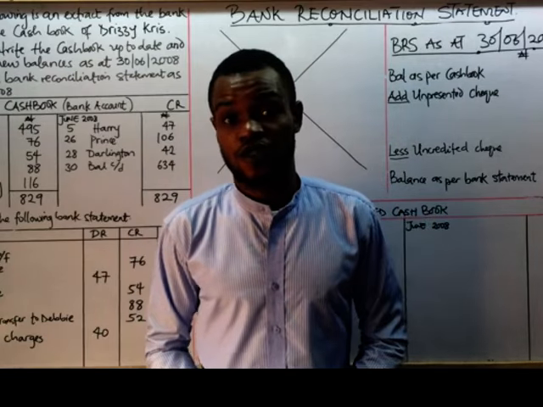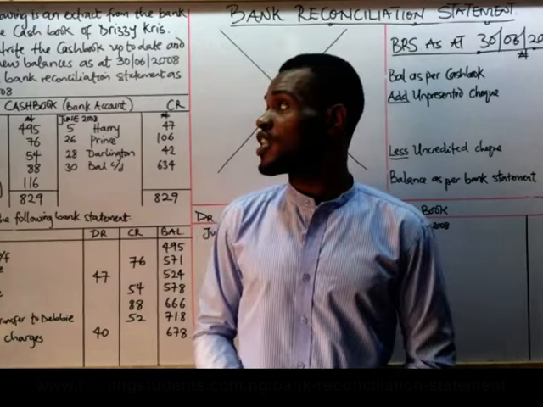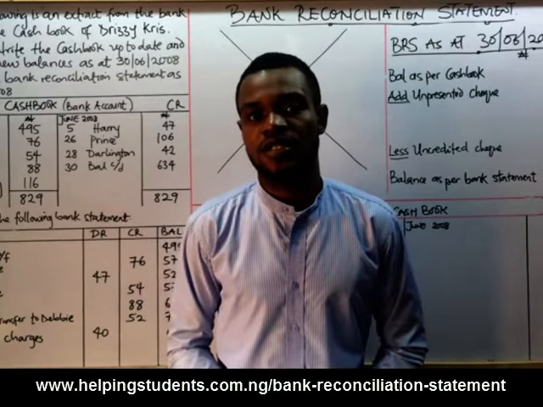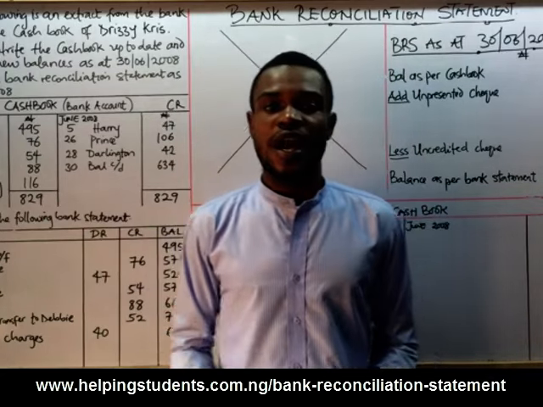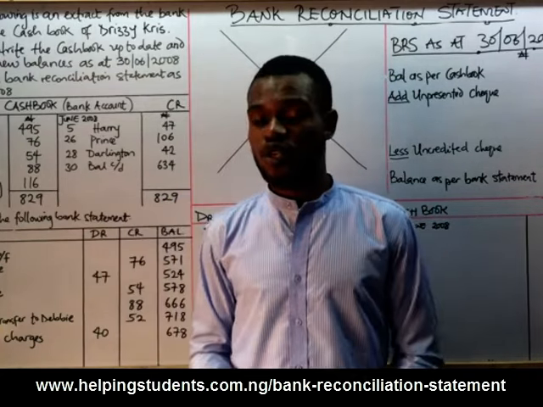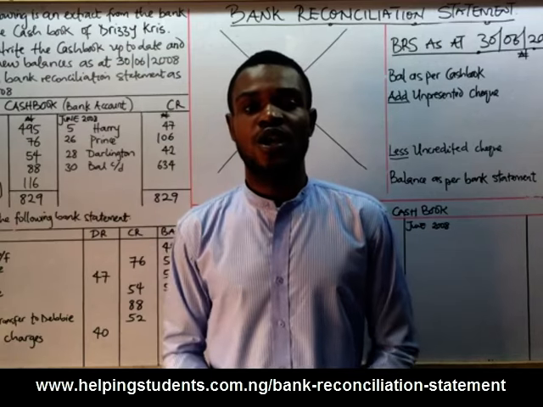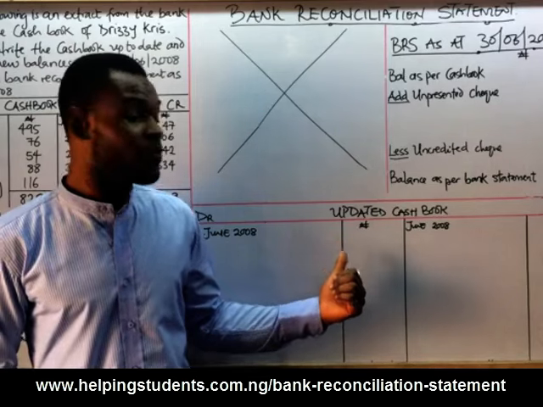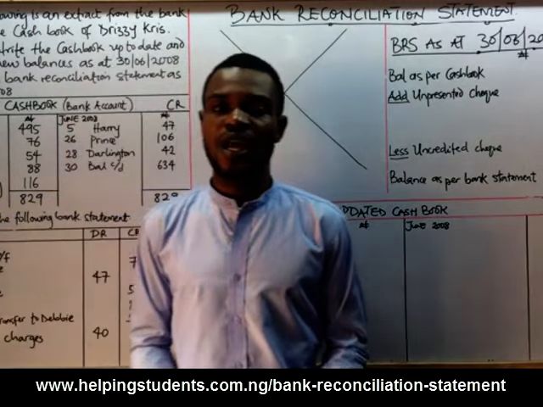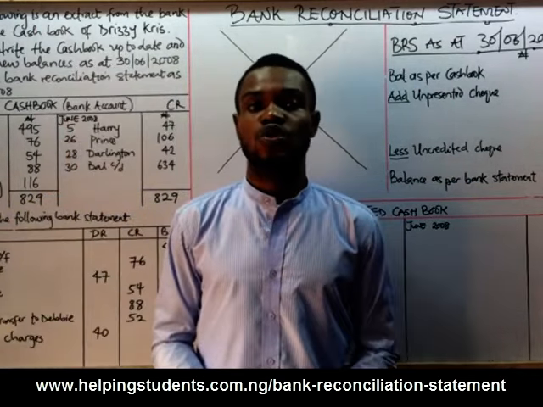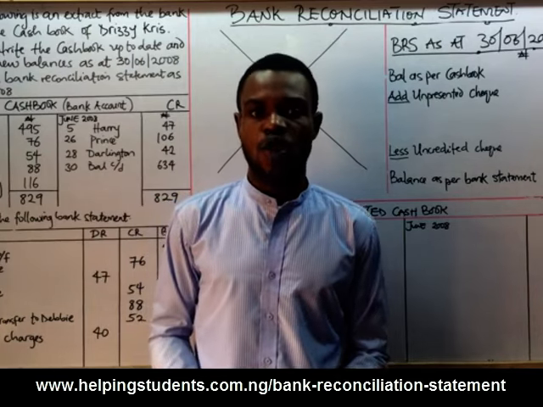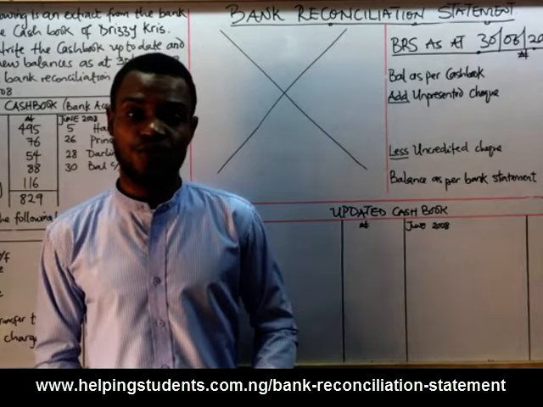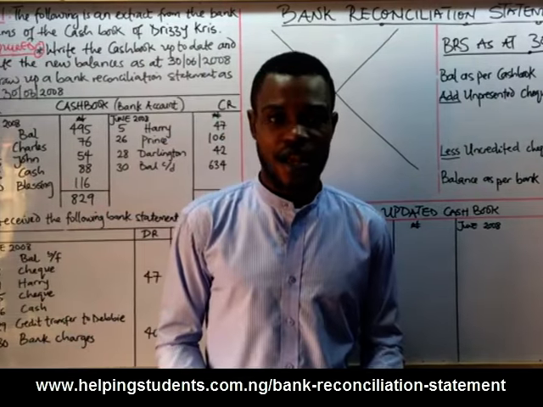Hello, you are highly welcome to today's section of financial accounting, and today we'll be looking at the topic, the bank reconciliation statement. Now we have a question on the board, and the question has asked us to draw our cash book up to date, which is to say that we'll be solving with the updated cash book. In some other questions, you might be asked to solve for an adjusted cash book. So there are two ways of presenting this, either an updated cash book or an adjusted cash book.